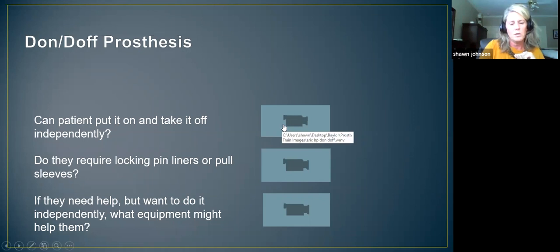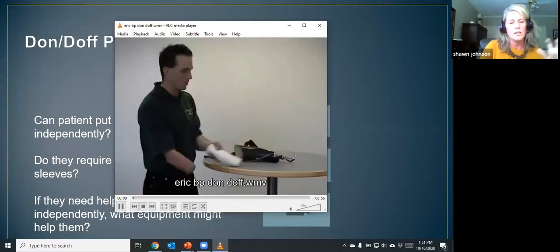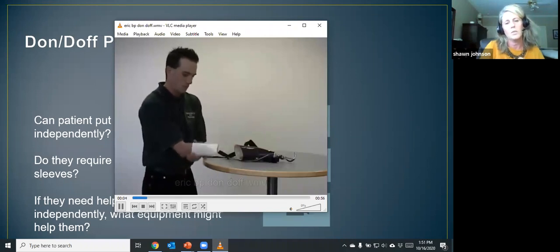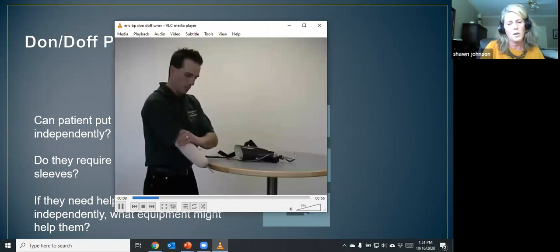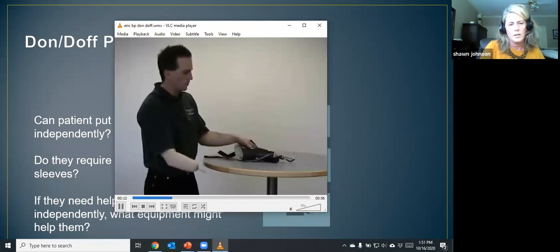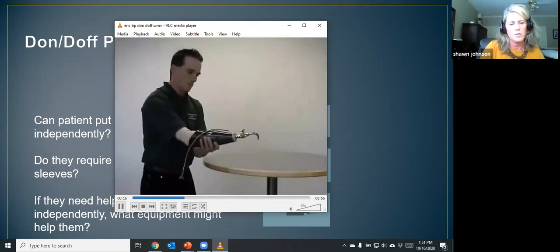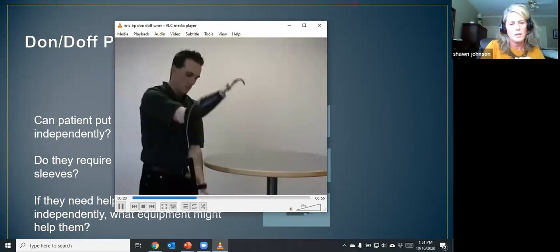So here are some videos. I apologize, I could not embed videos to save my life. They worked two days ago, but I could not figure out how to get them to work yesterday, so I've had to improvise and add these buttons. This is a locking pin liner that he's able to put on independently, which gives him some extra stability.